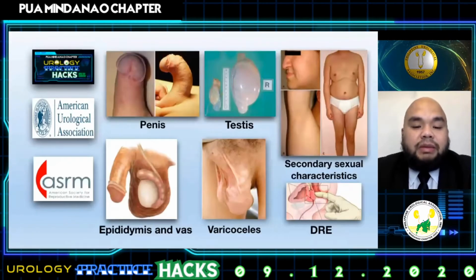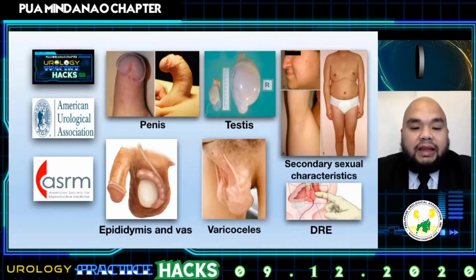Physical examination should focus on the genitalia, the measurement and consistency of both testes, presence and consistency of the vas deferens and the epididymis, the presence of varicocele, presence or absence of secondary sexual characteristics, and digital rectal examination.